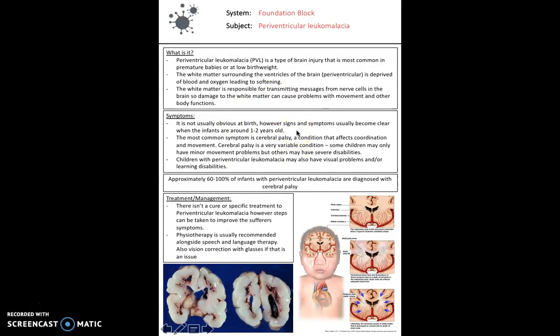A lot of these patients develop cerebral palsy, and remember how we said previously, cerebral palsy is a very variable condition. Some children have very severe cerebral palsy and some very minor. Children with periventricular leukomalacia may also have visual problems and learning difficulties. With regards to treatment and management, there isn't a cure or specific treatment as such, but steps can be taken to improve the sufferer's symptoms.